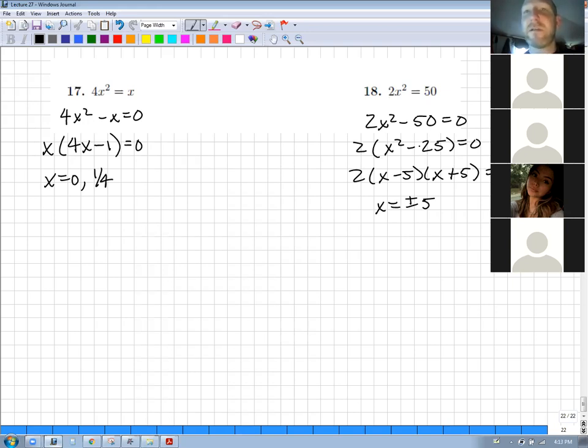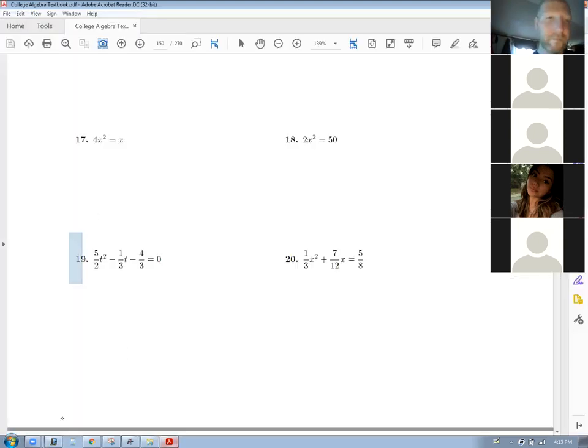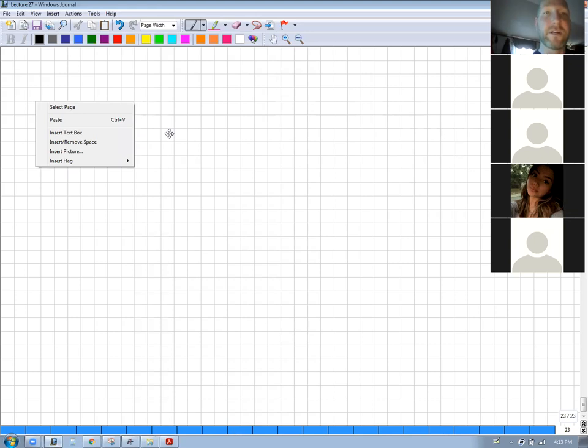Or we could have, well, they asked us to use the zero-factor method, so they asked us to do it this way. We could have done it the other way and just said x squared is 50 over 2, or 25, and then square rooted. So we went with a bunch of fractions here.